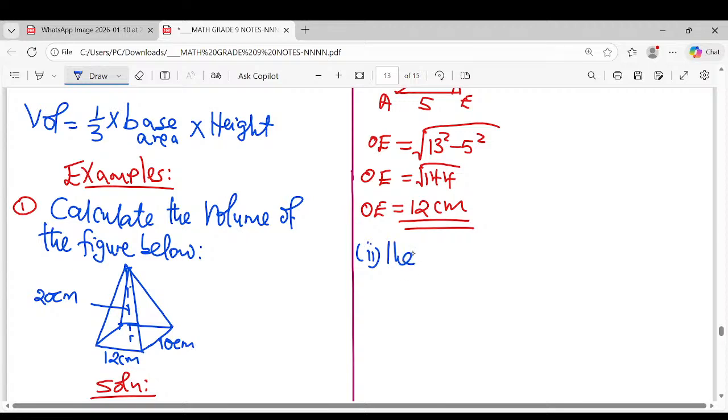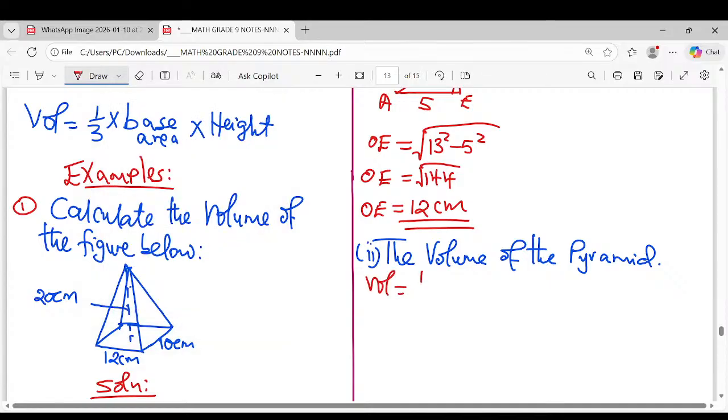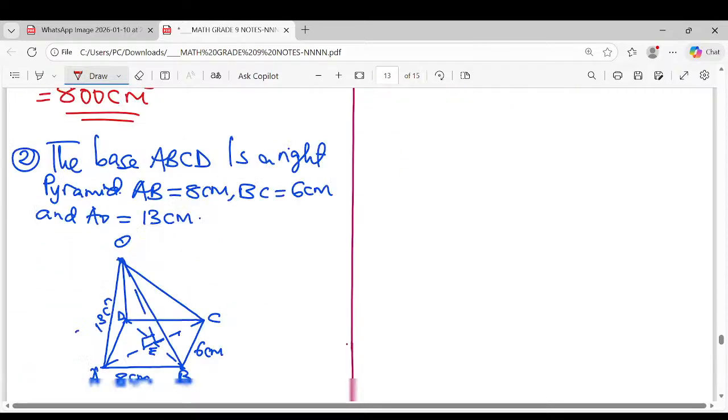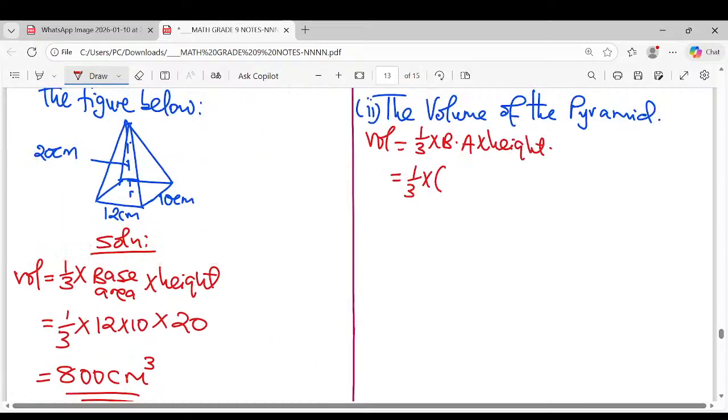Calculate the volume of the pyramid. Now, again, a formula in mathematics is very important, dear learner. Volume of a pyramid is given as a third multiplied by the base area multiplied by the height. So here we are going to have a third multiplied by the base area. When you look at your pyramid, the base area is rectangular, measuring 8 by 6. So it will be 8 times 6.